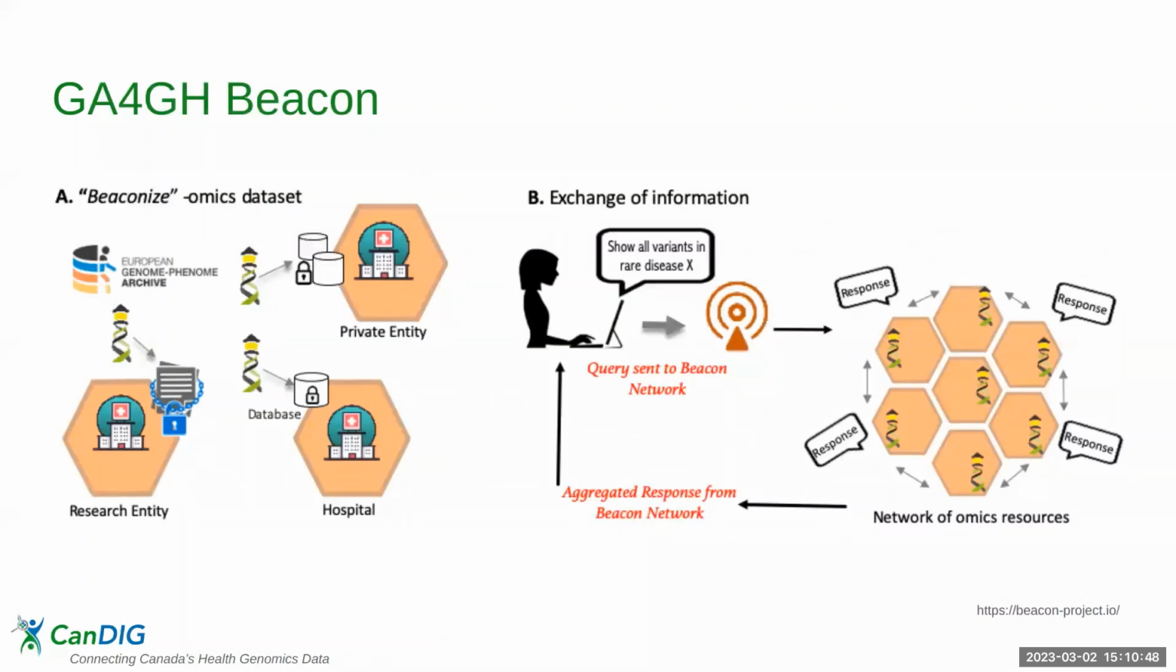So just as a quick overview of Beacon, which is done by the consortium GA4GH, they allow us to do a sort of discovery query by taking the omics data sets from private entities, from research entities, from hospitals, constructing their own indexes, and then afterwards a researcher can just ask, hey, show me all variants in rare disease X. You send that off to the Beacon network, or in our case, the CanDIG network. Each of the participating sites responds with what they have, and then we aggregate this response and bring it back. And this is what's called federation.